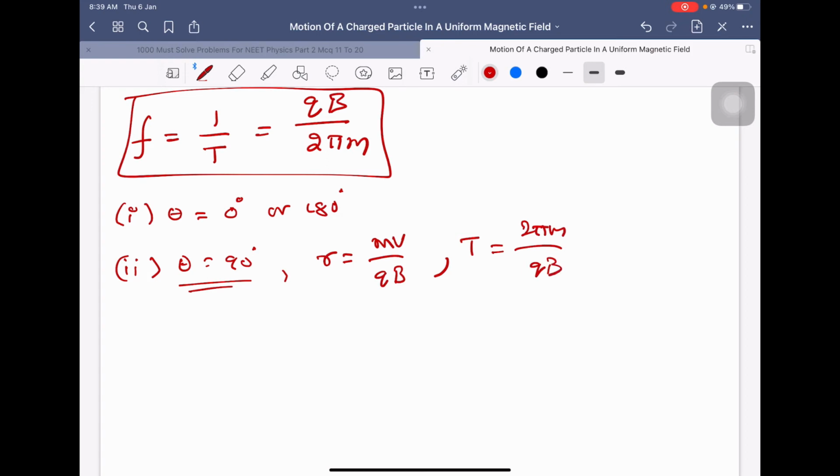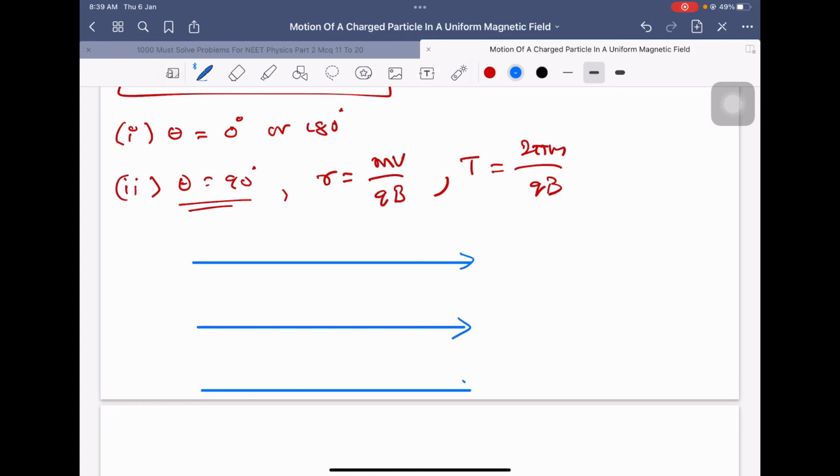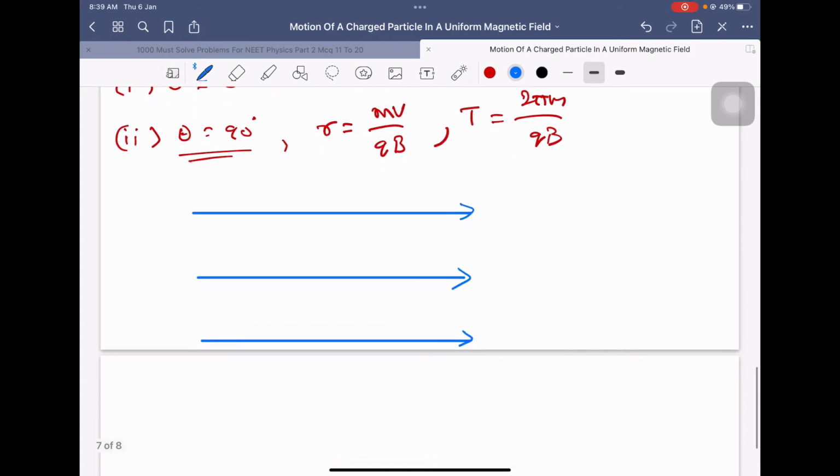Now we will look into a different situation wherein say this is a uniform magnetic field that we have considered. Okay, so I'm considering one uniform magnetic field. Say the charged particle from this point is fired in this direction, by making an angle theta with the magnetic field. The angle between velocity and the magnetic field, let it be theta. So then what happens?